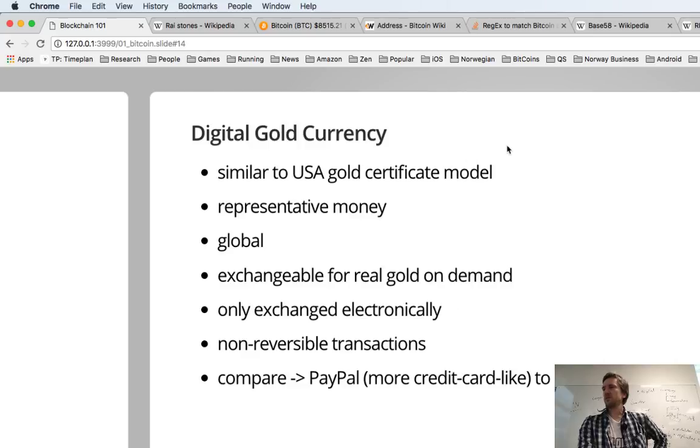In particular, there was this digital gold currency, which was similar to the US gold certificate model. It was representative of the real money. It was global, and you could technically exchange it for gold on demand. It was only exchanged electronically. It never had physical representation, and the transactions were non-reversible. So if I issue a transaction by giving someone 100 grams of my gold, I couldn't revert it, right? Do you know of financial systems which are reversible? So do you know of any system that allows you to revert the payment?